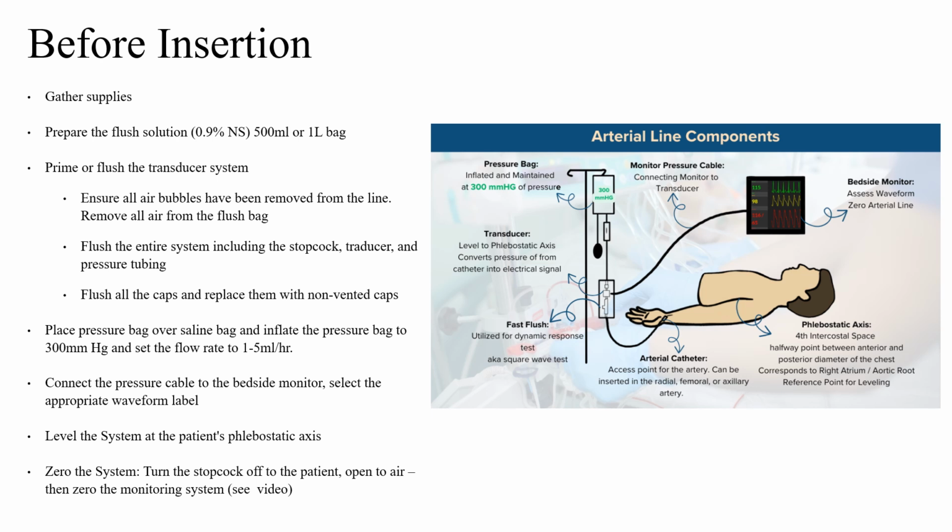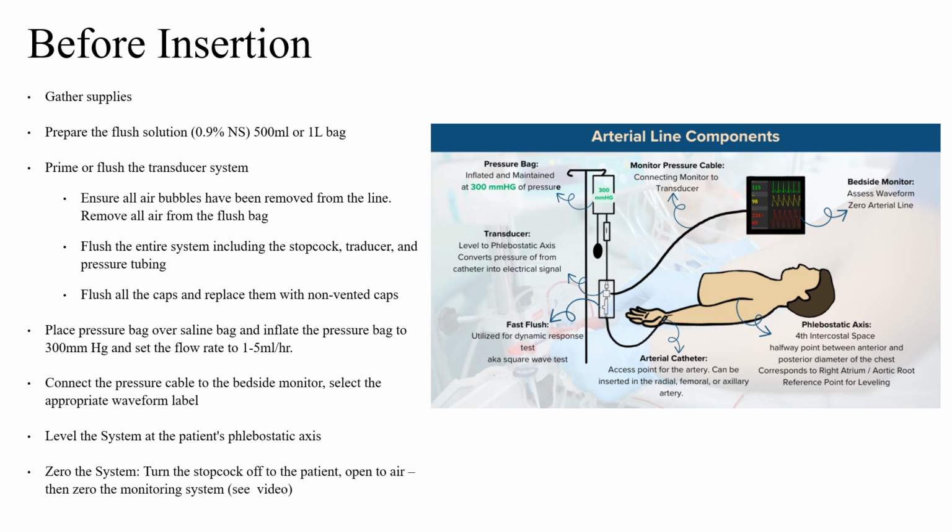Once you get your bag out and the air out of your saline bag, you have to put the pressure bag over the saline bag and inflate the pressure bag to 300 millimeters of mercury. And then you want to set the flow rate to about 1 to 2 mLs an hour. You want a little bit of a flow rate through your line, but you don't want anything that's really fast. You just want a little bit of counter pressure. You want to connect the pressure cable to the bedside monitor and then select the appropriate waveform label. So you want to make sure that whatever arterial site you're using, whether it be radial, femoral, or axillary, or whatever, you're choosing that on the monitor.